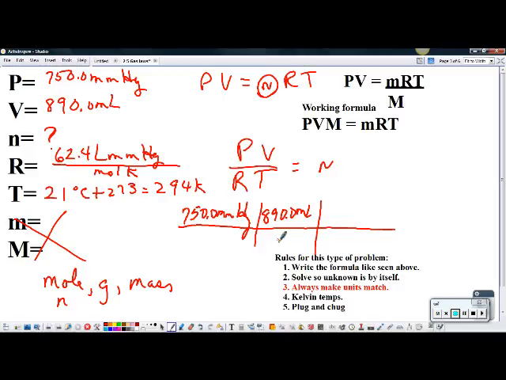Is it on the top or the bottom of my fraction? When we look here, it's on the bottom. So the number part of the R goes where this R is. The number part is 62.4, and the unit that goes with the 62.4, according to my fraction over there, is liter, millimeter, Hg. Okay?